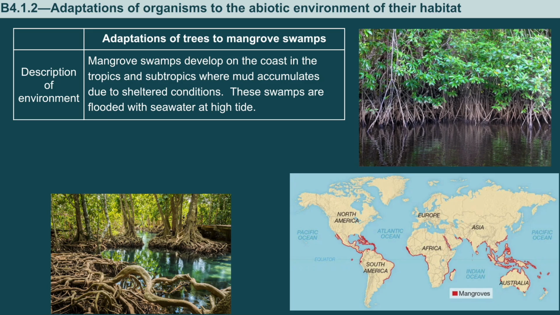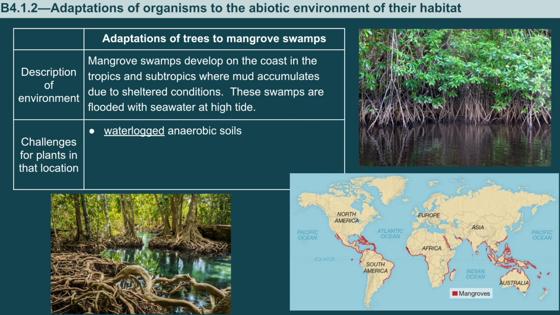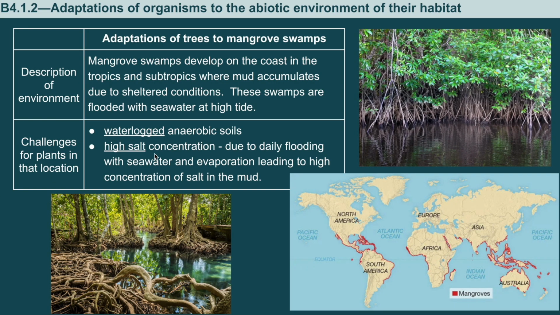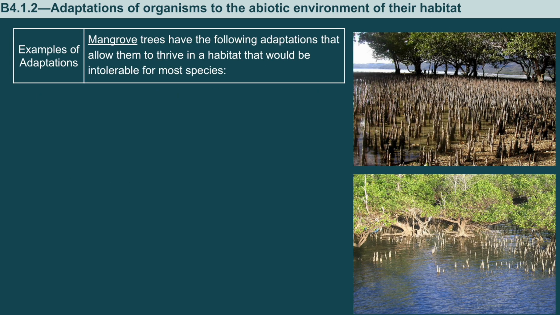Because we have a freshwater environment that's inundated twice a day with tides with salt water, we're going to have some very specialized adaptations for the plants that can live there. Challenges include waterlogged anaerobic soils. Because the soils are waterlogged, they aren't able to get oxygen into the soils to provide oxygen to the roots. There's also going to be, of course, a high salt concentration since we have daily flooding with seawater, evaporation leading to high concentration of salt in the mud.